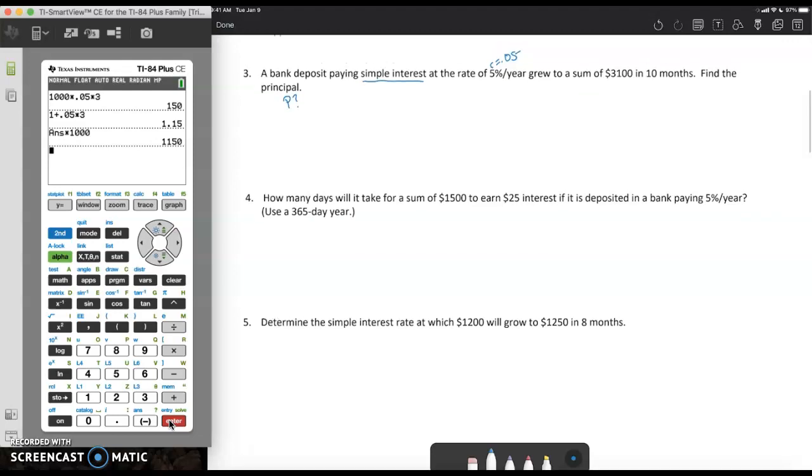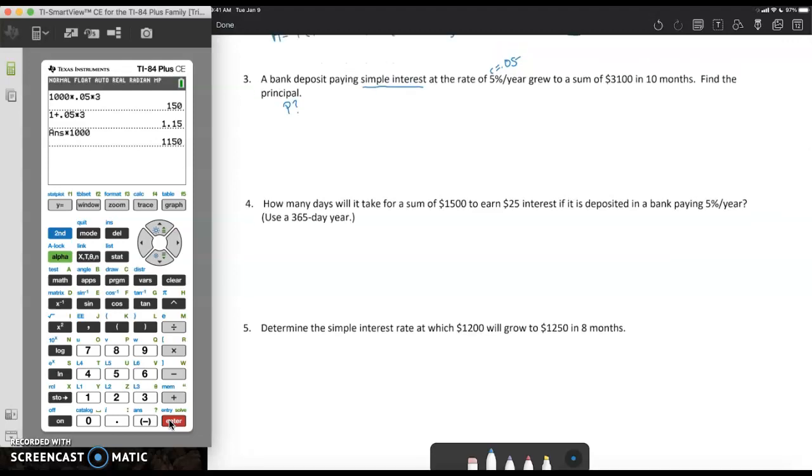What we actually have is that A value. We know the accumulated amount. And we also have a time. We have 10 months, so this is not in years. Anytime you have time given not in years, you're going to have to adjust it. So this is 10 out of 12 months, or 3/5 of a year.